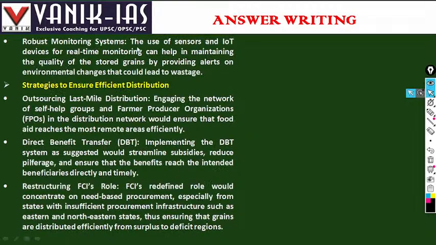Robust monitoring system: the use of sensors and Internet of Things devices for real-time monitoring can help in maintaining the quality of the stored grains by providing alerts on environmental challenges that could lead to wastage.